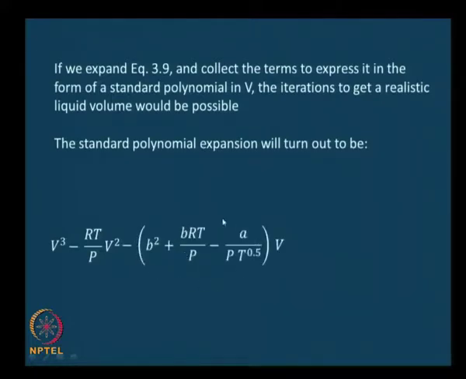minus, all these are the terms that go along with V as a product, B squared plus B RT by P minus A by P T power 0.5, minus AB divided by P T power 0.5, constant term, equals 0. It comes from nothing but a regular reduction or a simplification initially and then an expansion of the Redlich-Kwong equation, algebraically speaking. Let us call this equation 3.13.